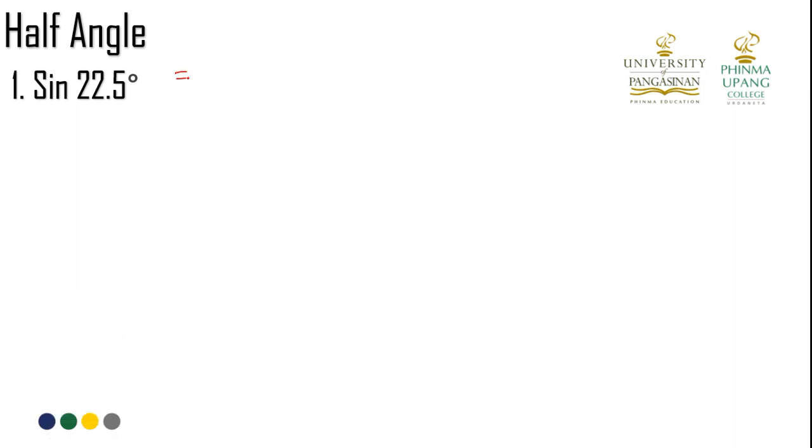Again, the formula of sine is positive, negative, tapos 1 minus cos theta all over 2. Kapag kukunin mo na yung cos, 1 plus cos theta all over 2. Okay? So, disregard sine 22.5. Plus and minus.